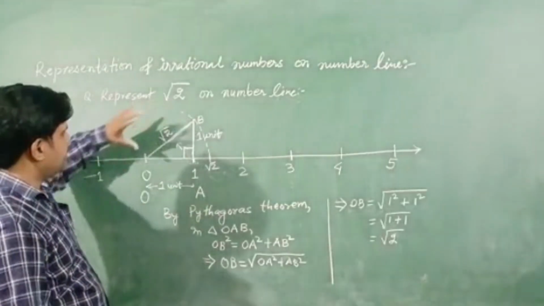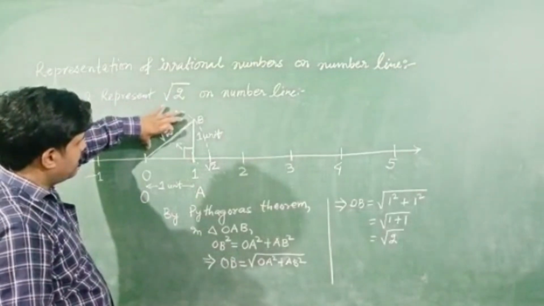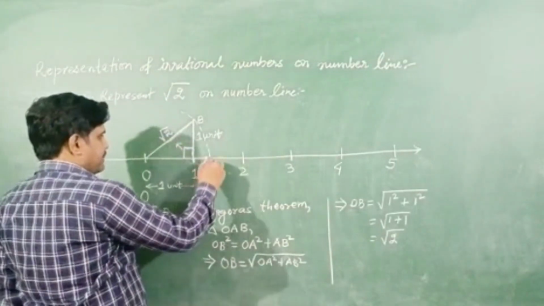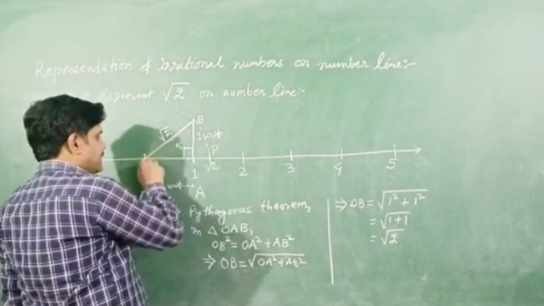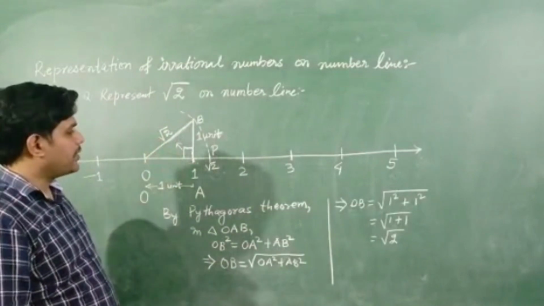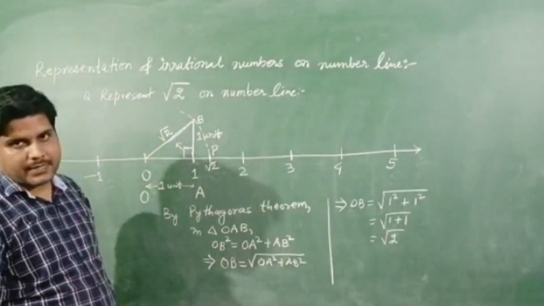Because OB is a radius, so OB length and this point, let's say this is P, then OP is also same being the radius, and that is how we got root 2 on number line.